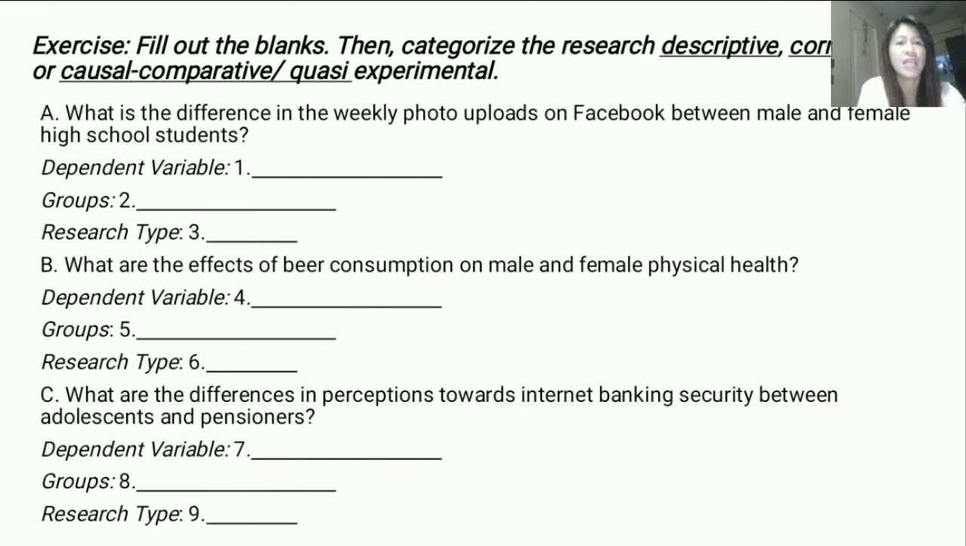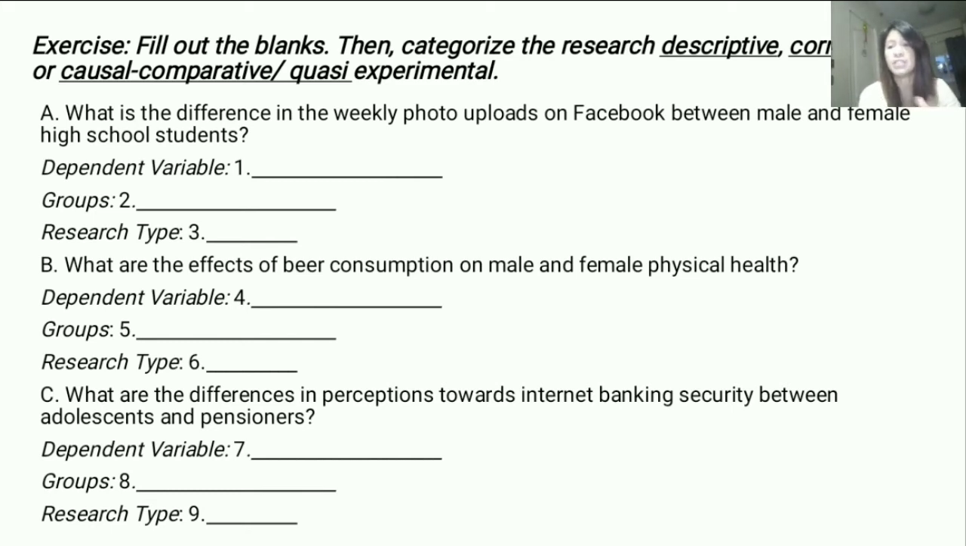And you can also check the other examples. Okay, let's have letter B here. What are the effects of beer consumption on male and female physical health? So we have here the dependent variable. The effect is on physical health. So physical health is affected by beer consumption. Physical health is the dependent variable, and beer consumption is the independent variable. And the groups involved here are the male and female groups.